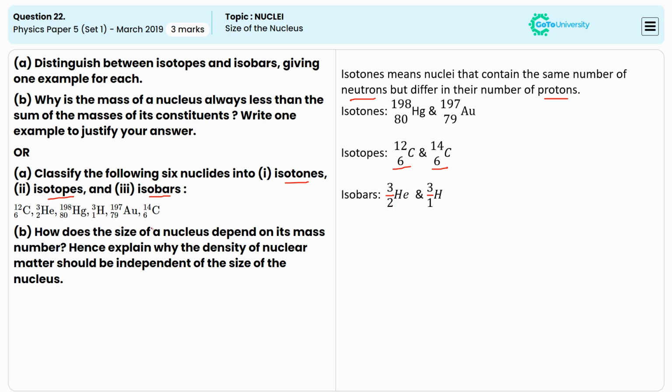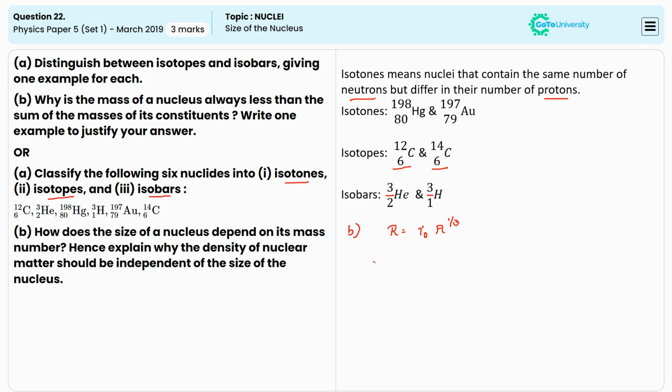Coming to the next question, how does the size of a nucleus depend on its mass number? Hence explain why the density of nuclear matter should be independent of the size of the nucleus. Here first we can find the radius of the nucleus. The radius of the nucleus is given by R is equal to R naught times A to the power of 1 by 3, where R naught is a constant value.